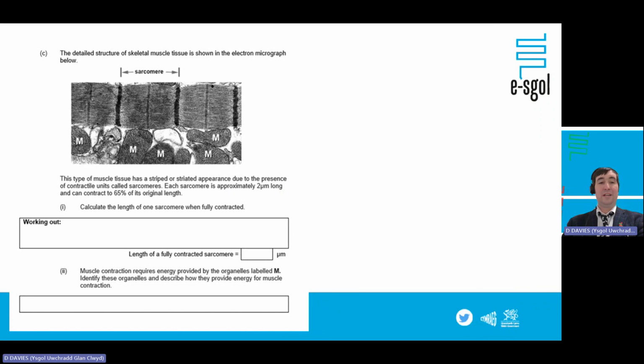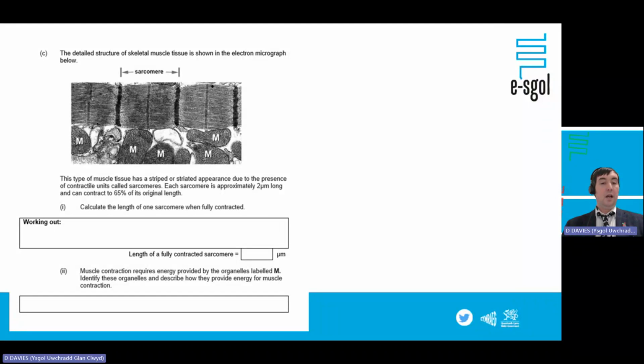Each sarcomere is approximately 2 microns long and can contract 60% of its original length. Calculate the length of one sarcomere when fully contracted. Okay, so this is a calculate the length of, it's a percentage one. So it's asking basically what is 65% of 2 microns. Okay, there are ways of working that out, but that's what it's asking. Now obviously, if you get an answer that's longer than 2 microns, you've done something wrong there, haven't you? You need to swap your numbers on the division bit of your answer, okay? So you're looking for 65% of its original length. So 65% of 2, it's going to be around 1 point something, isn't it?